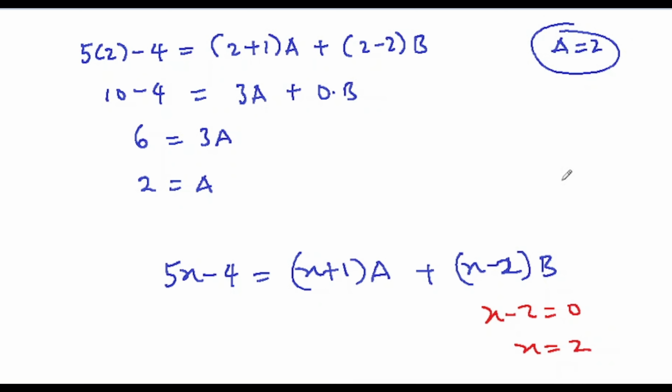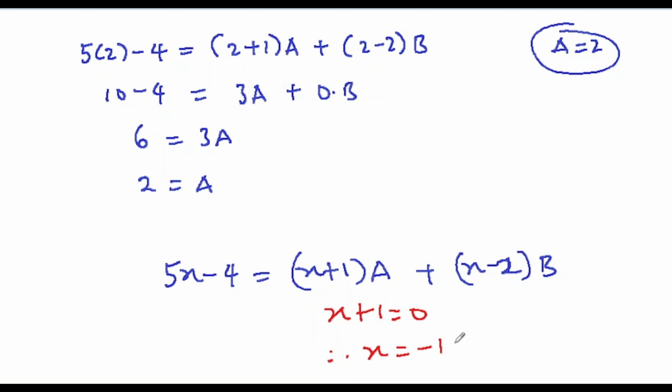So how are we going to calculate for b? If we calculate for b, we're going to eradicate a. So how are we going to eradicate a? We're going to look for the coefficient of a. The coefficient of a is x plus 1. Then we are going to equate that to 0. Okay, x plus 1 is equal to 0. Then therefore x is equal to minus 1. x plus 1 equals 0. Therefore x is equal to minus 1.